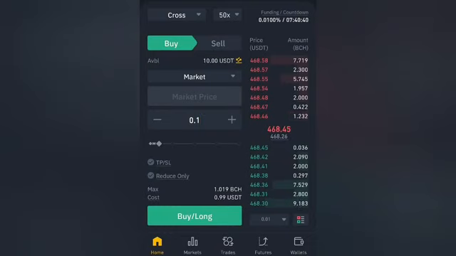As you can see, it will cost me just 0.99 to open this position. The reason is that as you increase your leverage, it will cost you less to open a position. I'm going to show you one more thing later in this video, but first let us put in an order, a buy order.